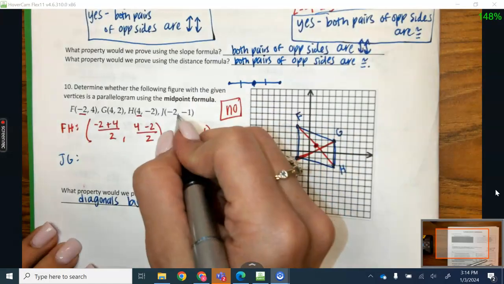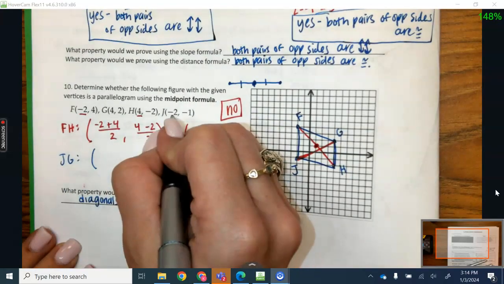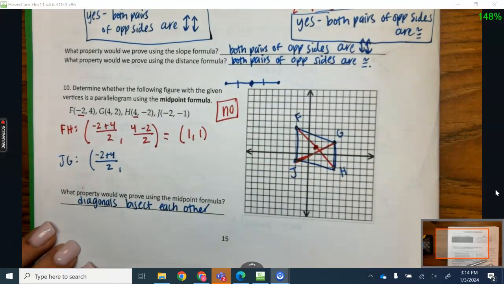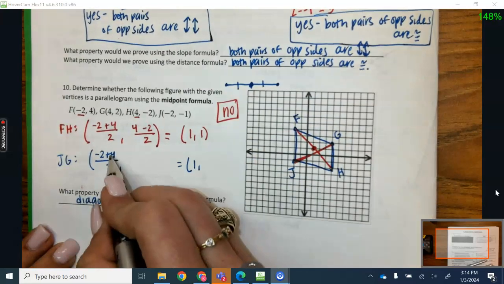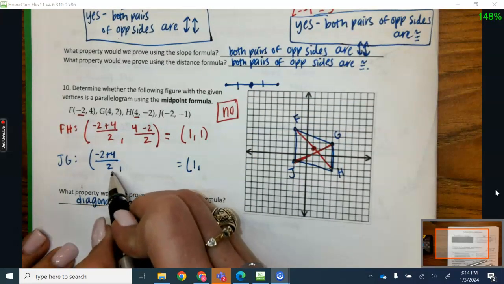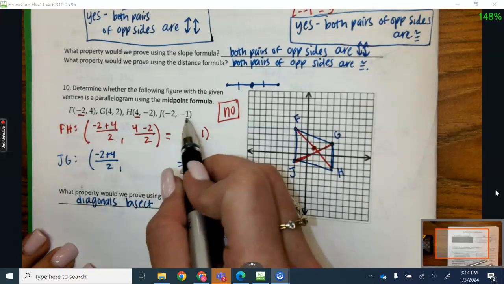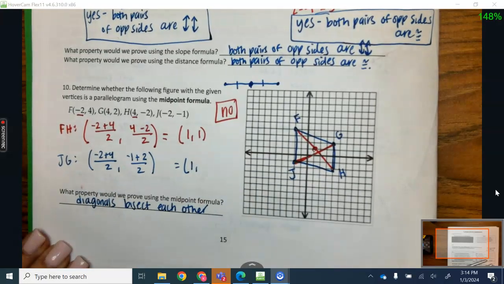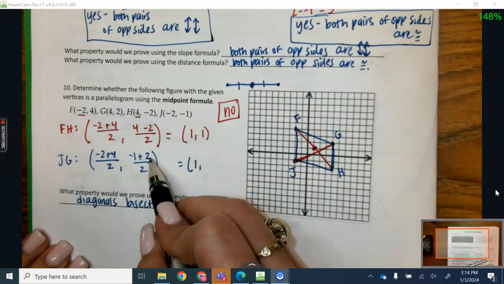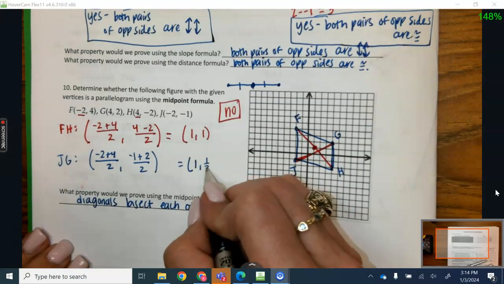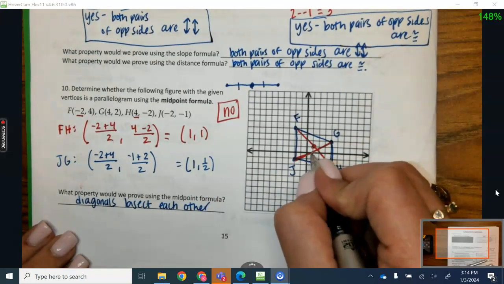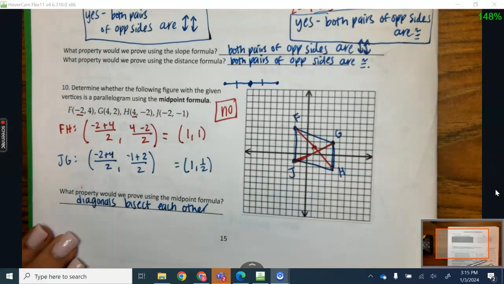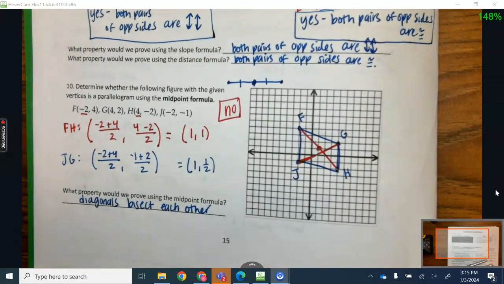If I take the x values of J and G, I have -2 plus 4. Okay, so far that looks okay. That would have the same x value of 1, right? -2 plus 4 is 2, divided by 2 is 1. But let's look at the y values. J is -1 plus G, 2, divided by 2. -1 plus 2 is going to be 1, divided by 2 would be 1/2, which is why you see this point over here. So (1, 1/2) is not the same midpoint as (1, 1). So this was not a parallelogram.